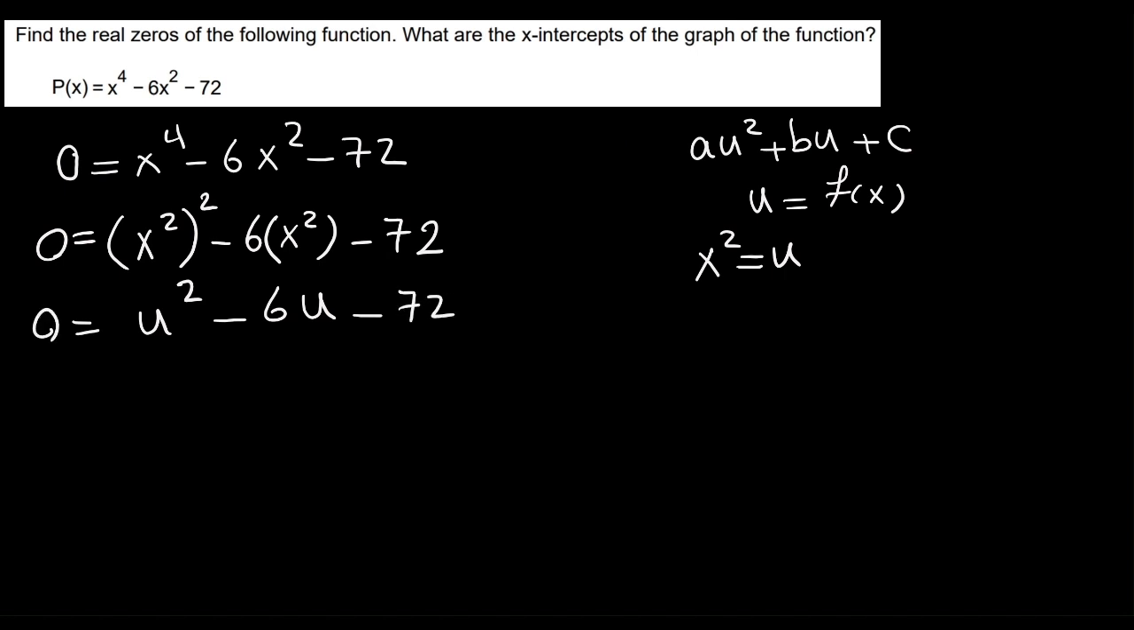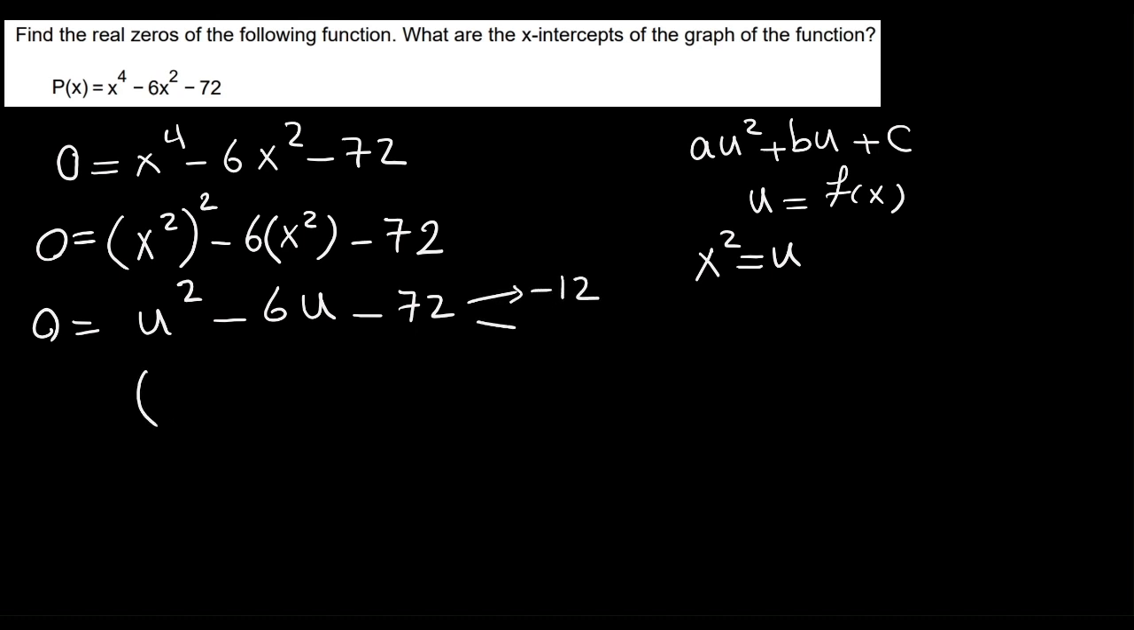Now it is a quadratic equation, and you can solve it by any method that you want: by factoring, completing the square, or quadratic formula. So let's use factoring to solve this equation. We are looking for two constants with multiplication negative 72 and addition negative 6. Because multiplication is negative, one of them is negative, the other one is positive. Addition is negative, so the larger one should be negative.